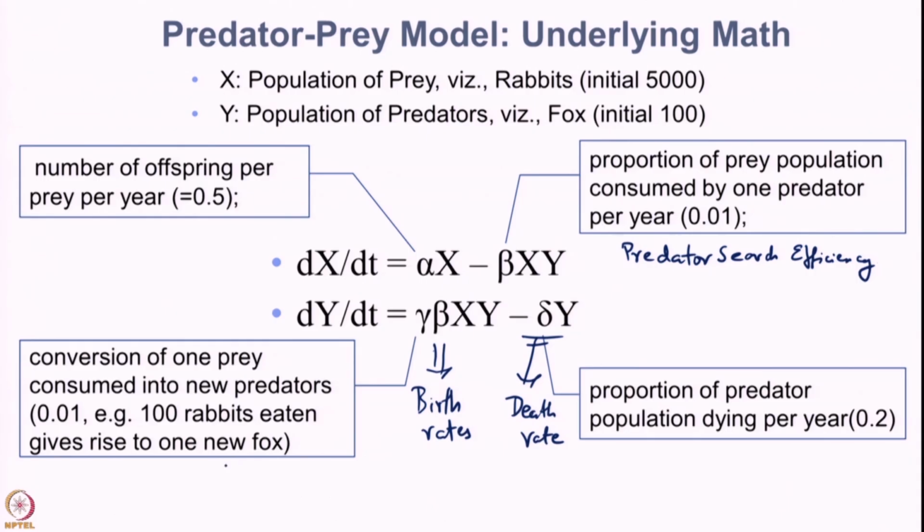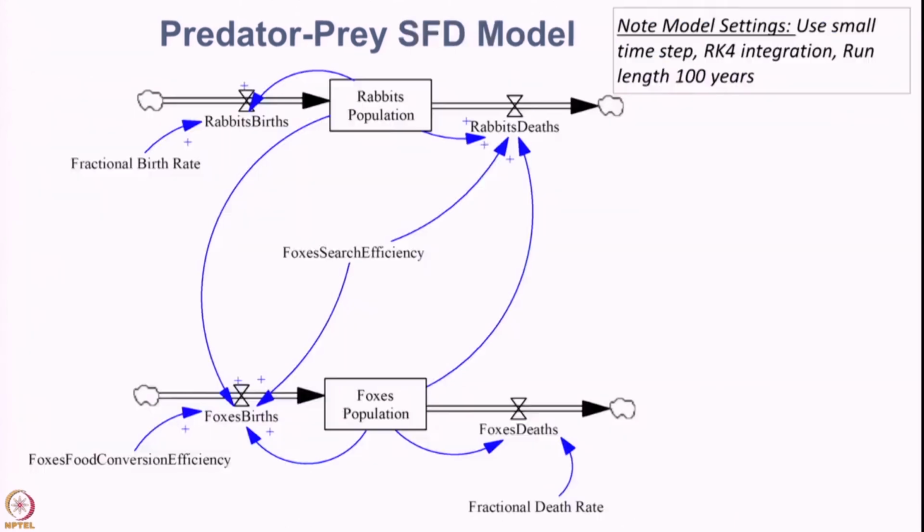So let us take a look at how the SD model or stock flow diagram of the same is going to look like. Now, the stock flow is going to look like this. We have the rabbit population, rabbit births, rabbit deaths and a fractional birth rate, and fox's search efficiency which is affecting the fox's birth rate, which affects fox's population, which affects the fox's deaths.